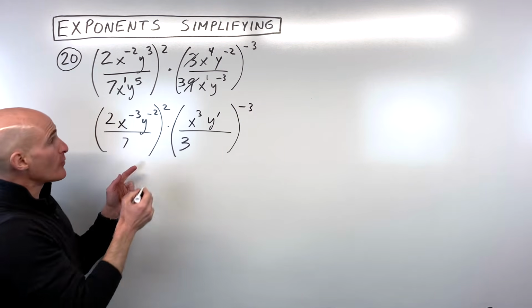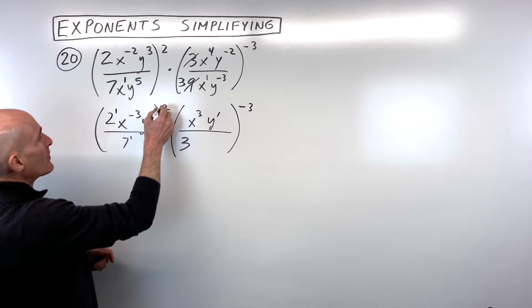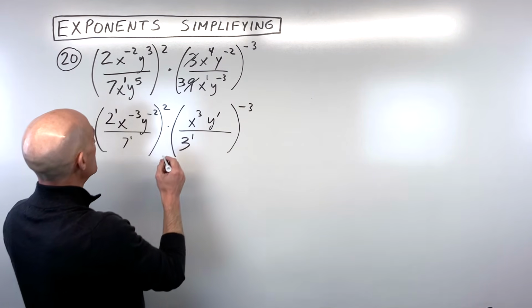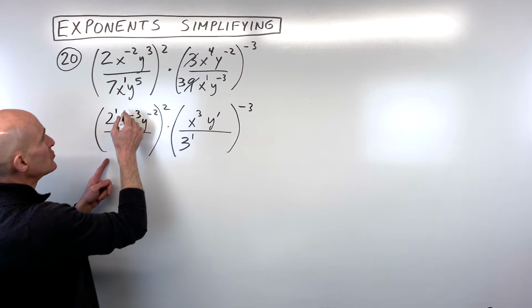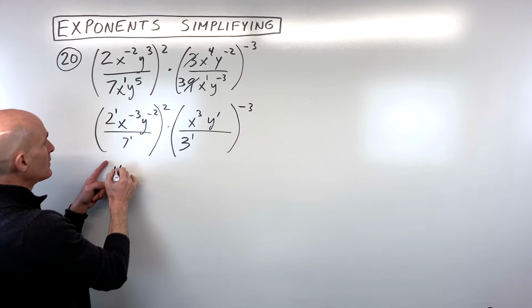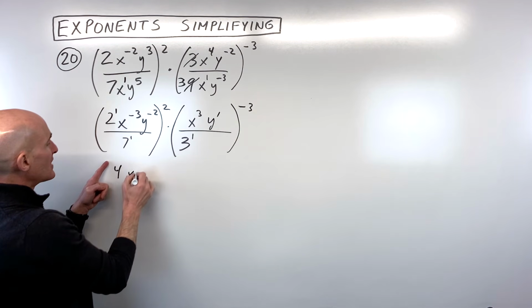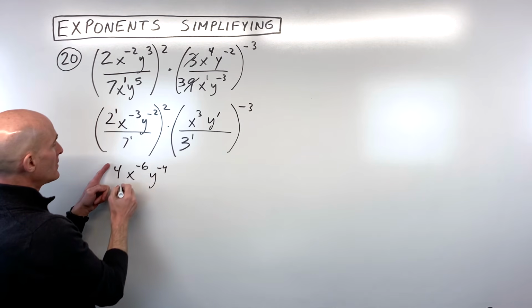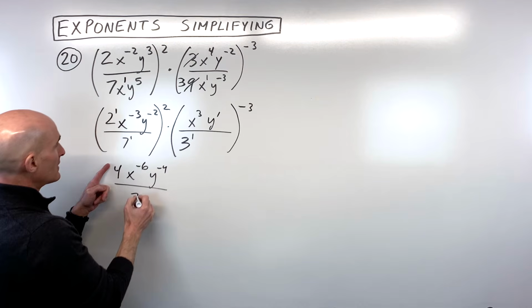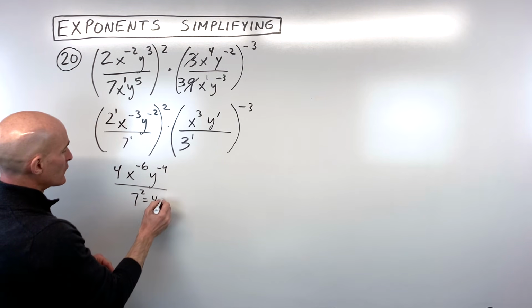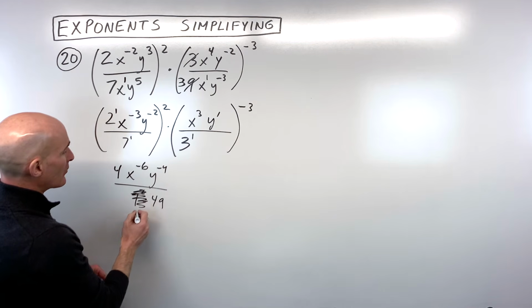Now remember, power to power we multiply. So I'm going to multiply all these exponents by 2. I'm going to multiply all these exponents by negative 3. So let's do that. So 2, this is 1 times 2, which is 2. 2 squared is 4. Negative 3 times 2 is negative 6. Negative 2 times 2 is negative 4. And 1 times 2 is 2. Now 7 squared is 49, so we'll just write that as 49 and simplify that right now.